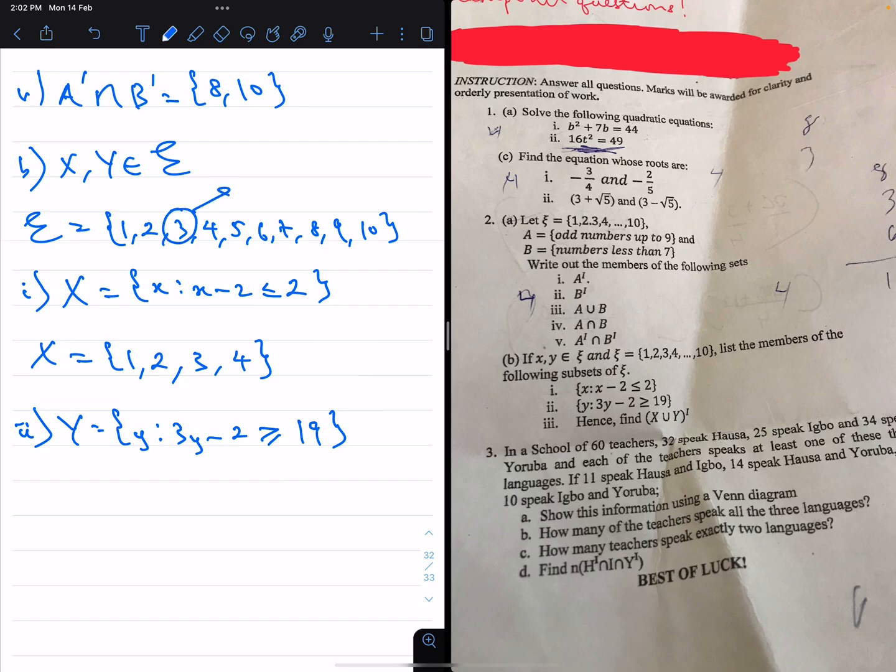We go to 3. 3 times 3 minus 2 equals 7. And 7 is not greater than or equal to 19. That means this 3 is not an element of the set y. We go to 4.